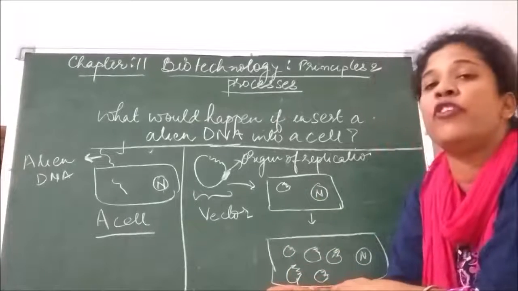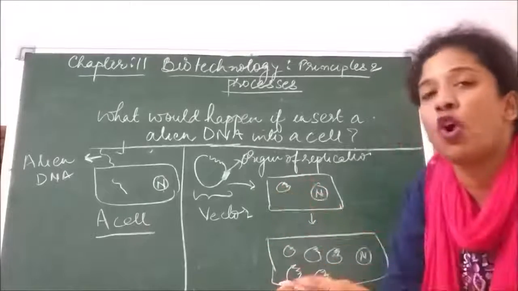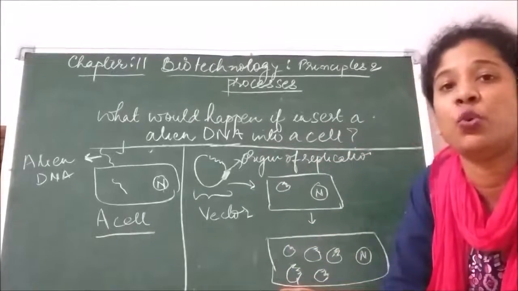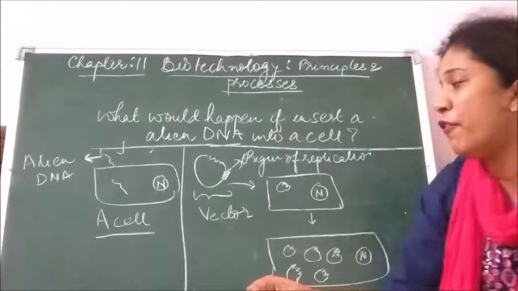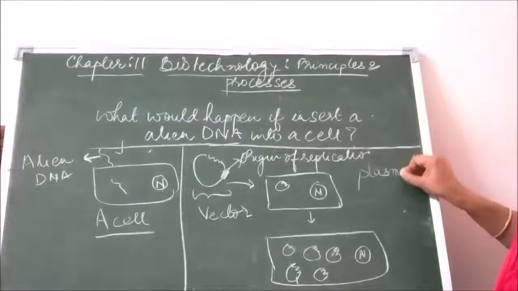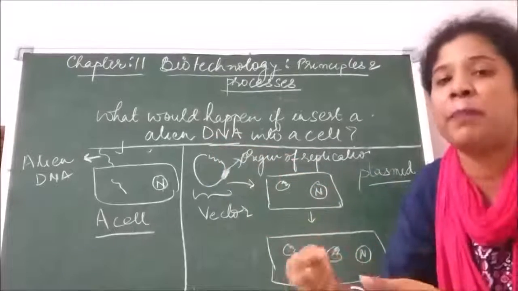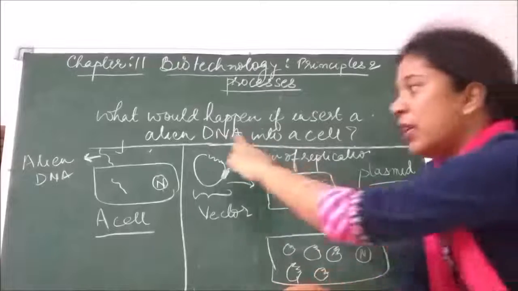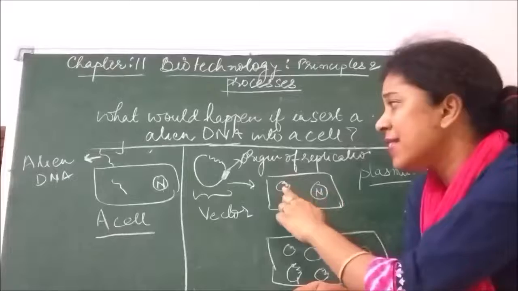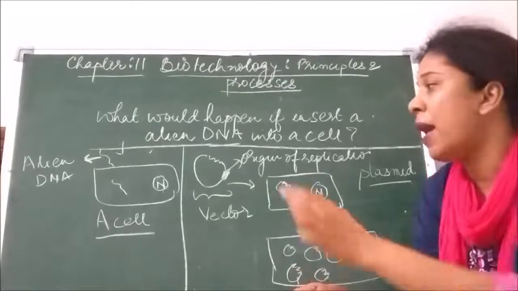And when the cell divides, even its daughter cell is going to have a copy of this recombinant molecule. This is how an alien DNA is inserted into a cell. A very good example of a vector is a plasmid. A plasmid is basically a circular extra-chromosomal self-replicating DNA molecule. It is circular, it is extra-chromosomal, it is not a part of the chromosome, and since it has its own origin of replication, it is capable of self-replication.